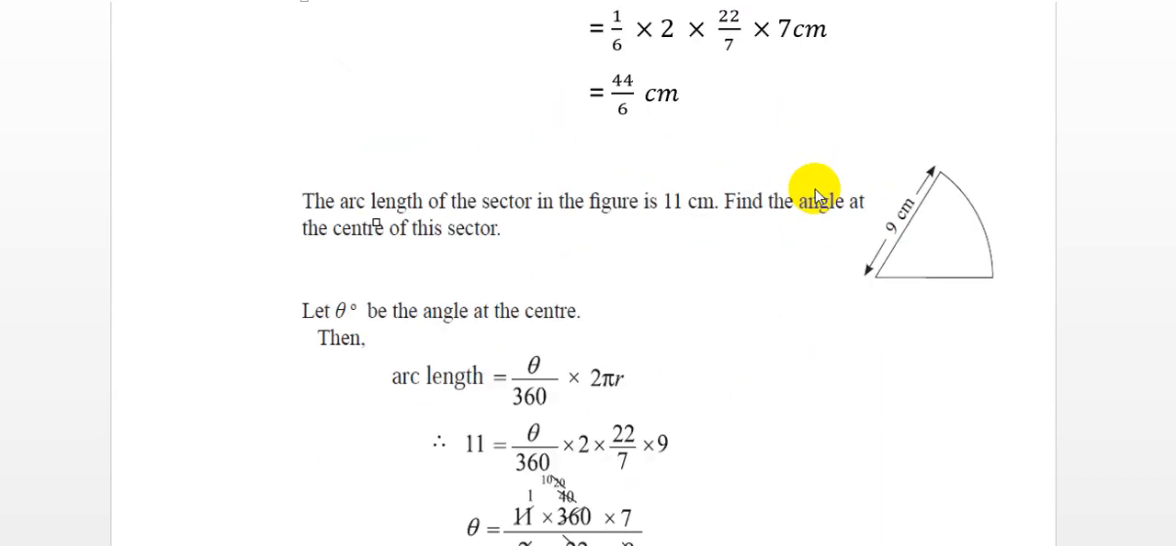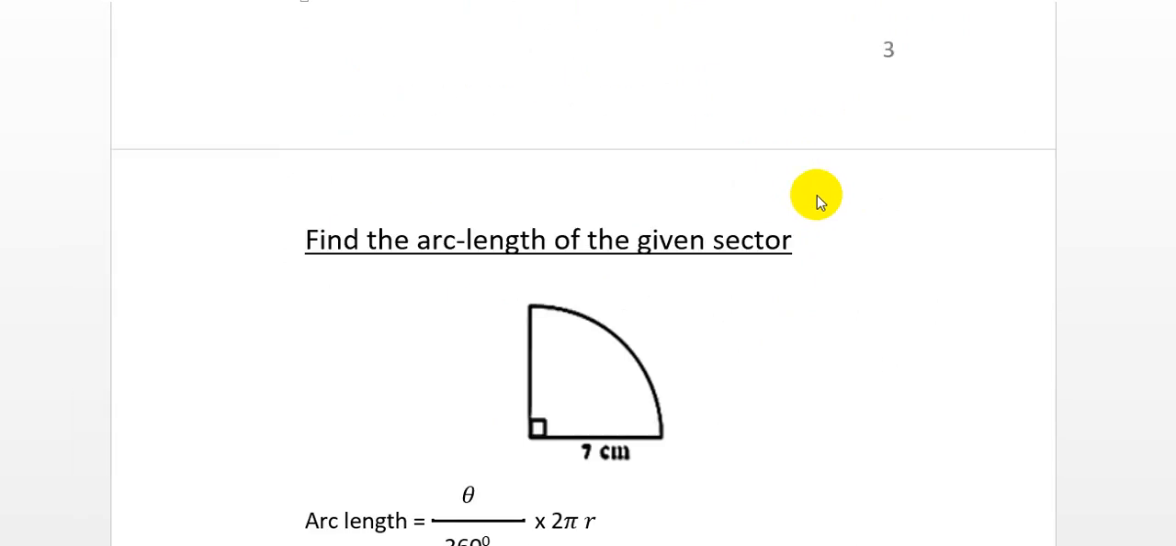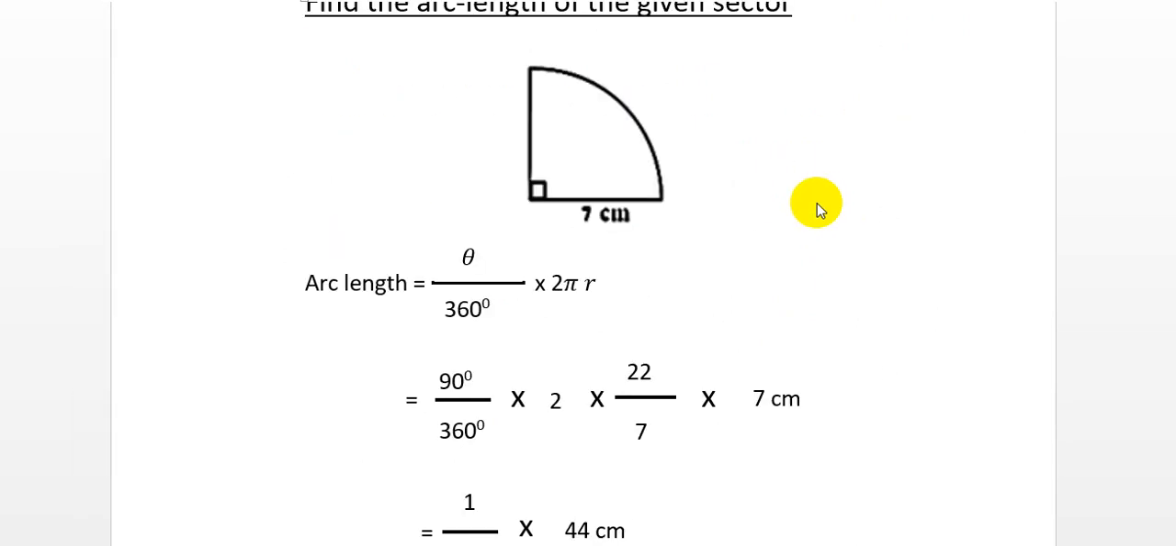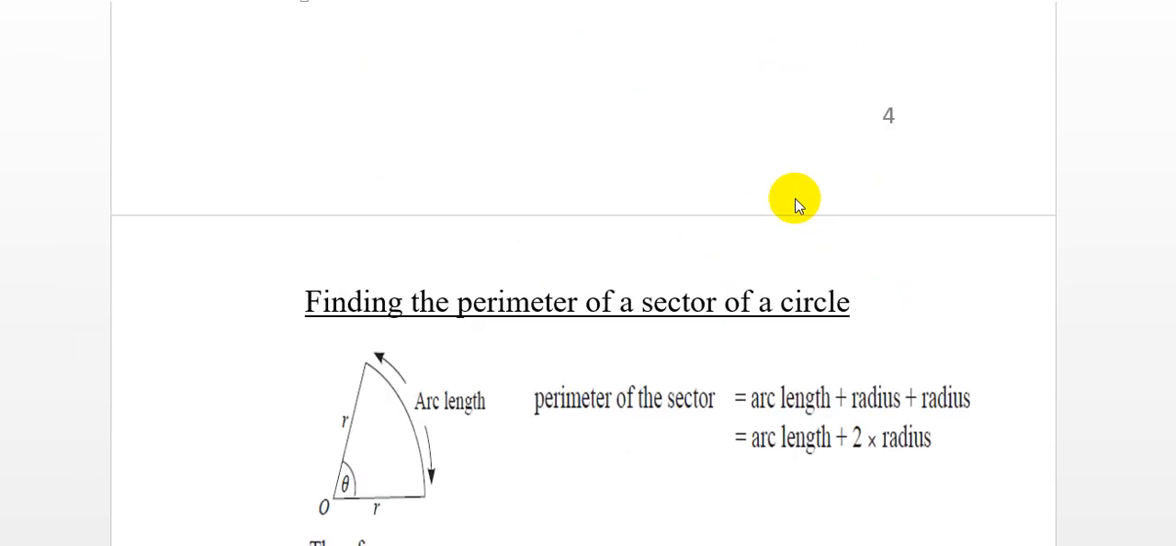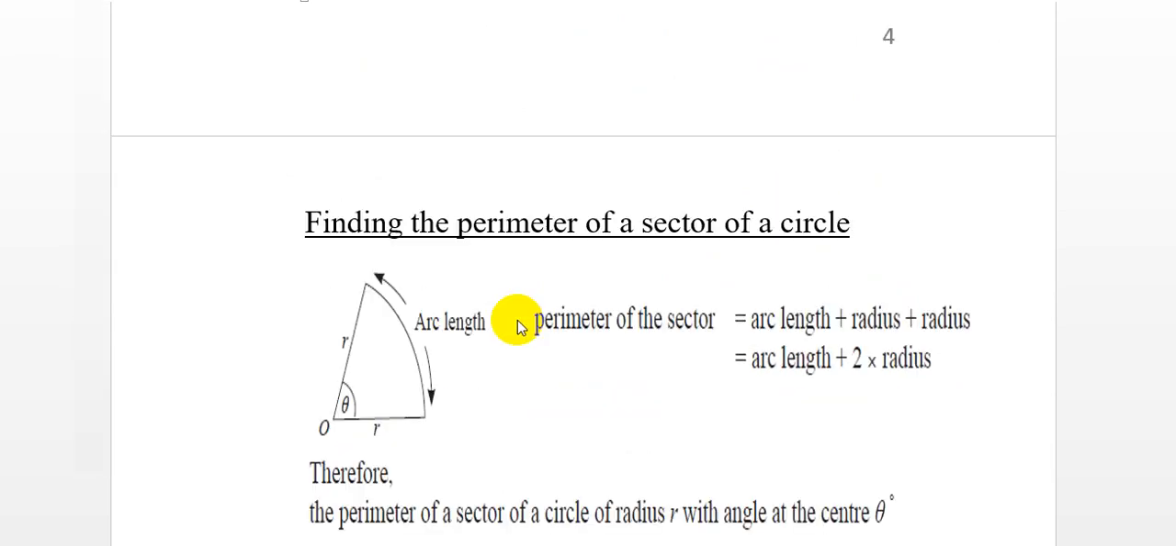And the next section that we discussed, calculating the perimeter of a sector of a circle, which means arc length plus 2r, or in other words, the summation of 2 radii and the arc length will give you the perimeter of a sector of a circle.